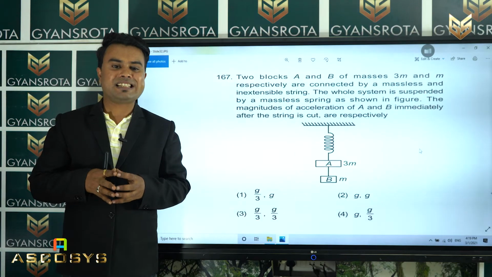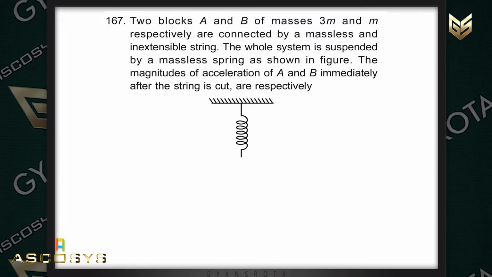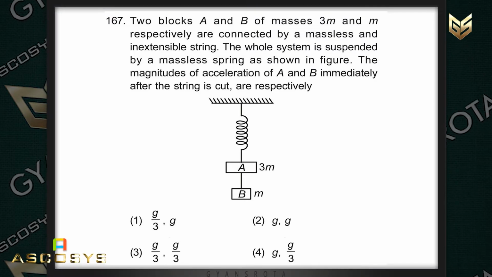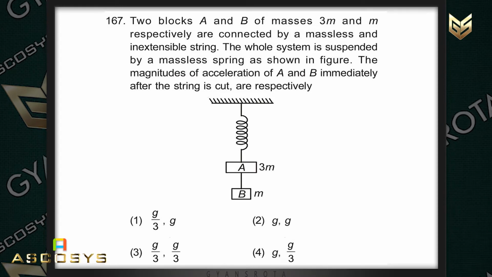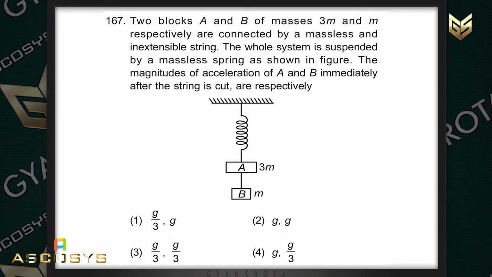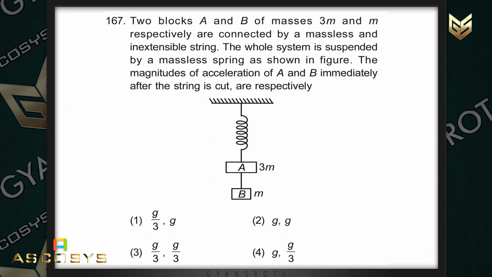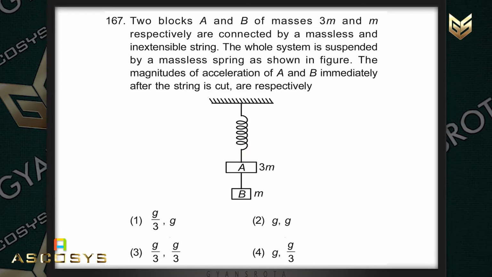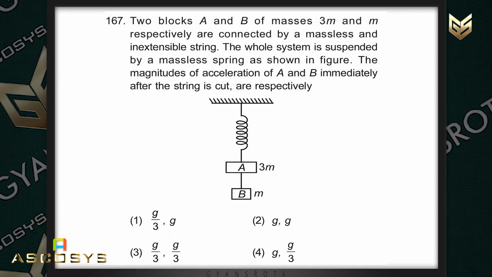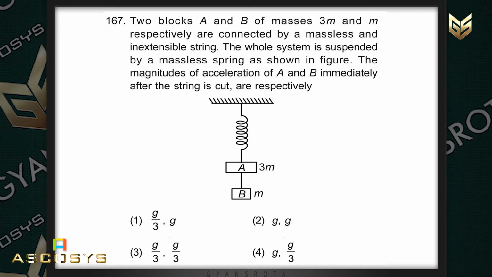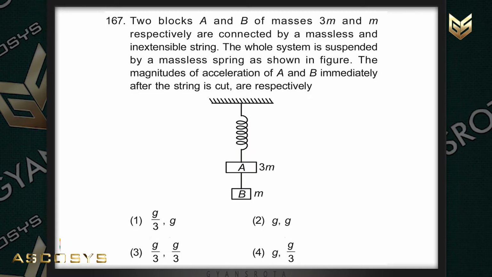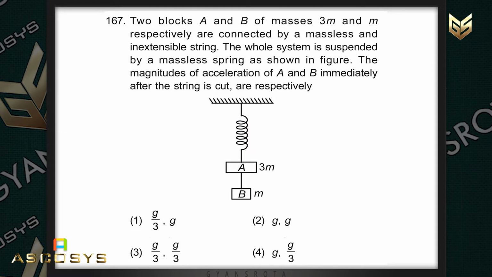Question number 167. Two blocks A and B of mass 3m and m respectively are connected by a massless and inextensible string. The whole system is suspended by a massless spring as shown in the figure. The magnitude of acceleration of A and B immediately after the string is cut are respectively will be how much?